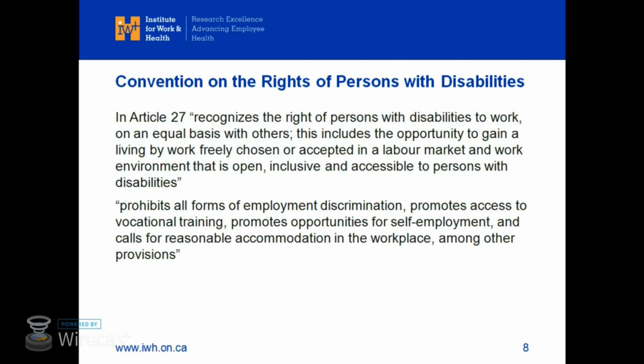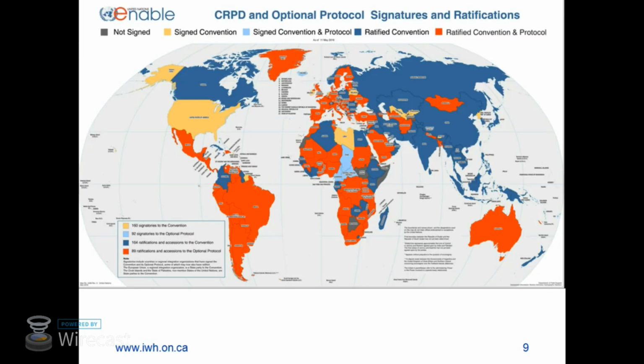The convention also, in Article 27, says that there is a right. It's a right for persons with disability to work on an equal basis with others. This includes an opportunity to gain a living by work freely chosen, whatever they choose, and accepted in a labor market and work environment. Even if they choose to be self-employed, people with any disability, physical or mental, can be self-employed.